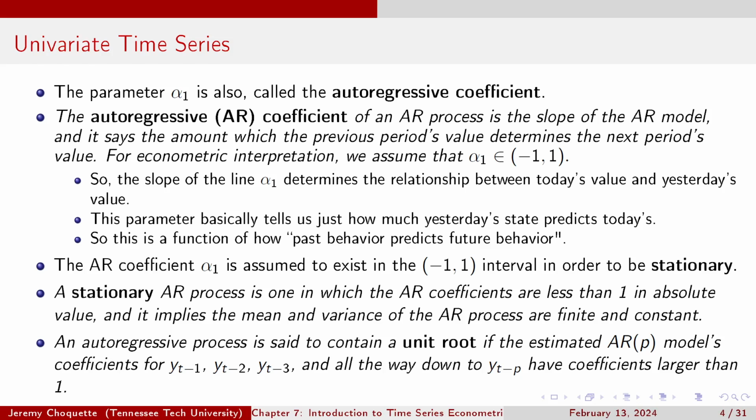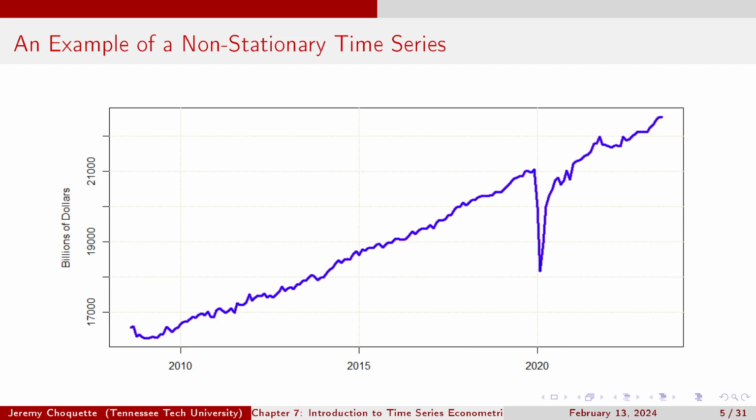That parameter is assumed to be somewhere between -1 and 1, not inclusive, so it's not equal to -1, nor is it equal to 1. It has to be strictly in between the two in order to be what's known as stationary. And really, to be stationary, it has to have a constant mean and variance. What is a non-stationary time series?